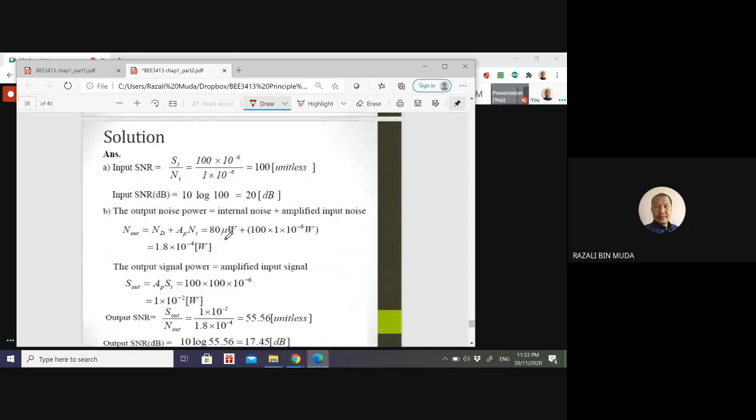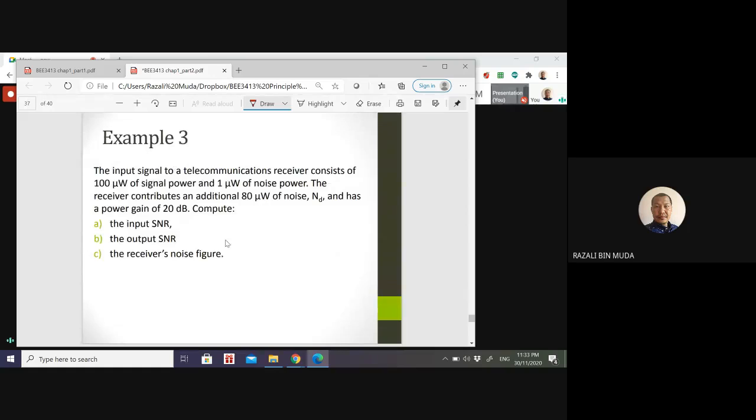Example 3. The input signal of a communication receiver consists of 100 microwatt of signal power and 1 microwatt noise power. The receiver contributes an additional 80 microwatt of noise and has a power gain of 20 dB. So calculate the input SNR and output SNR. You still remember, SNR input over SNR output is the noise factor; the noise figure is this one.